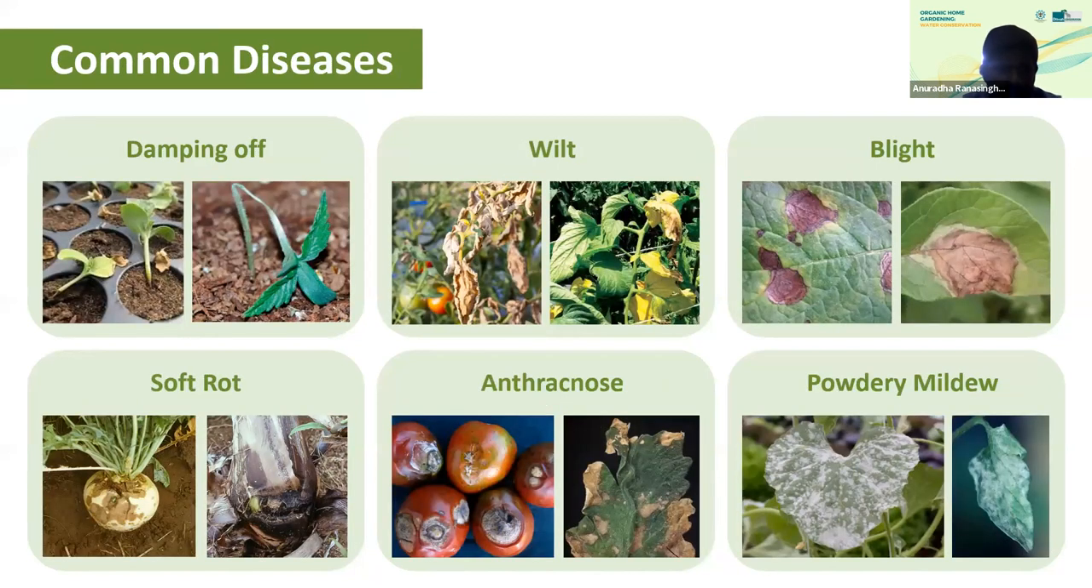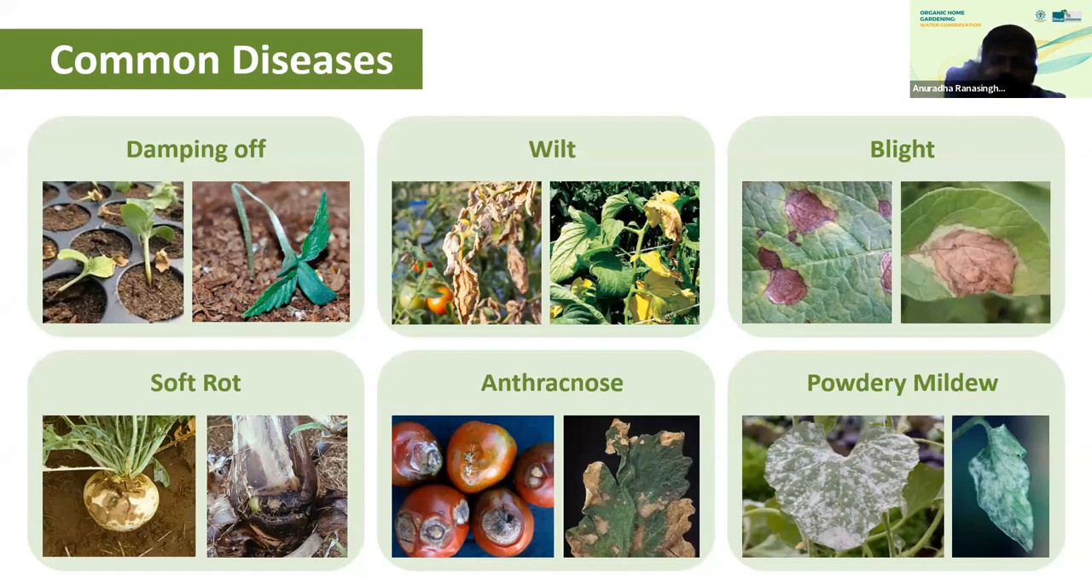Then if we try to understand common diseases, a very common disease is damping off. It's a sudden wilt, especially if we find this during the early stage of the nursery period. So when you set up nurseries, if you cannot control the water levels, especially during the rainy season, damping off is very common. And wilt, you can find wilt especially in tomato-like crops, and again blight also in tomatoes. So blight is some sort of a burning.